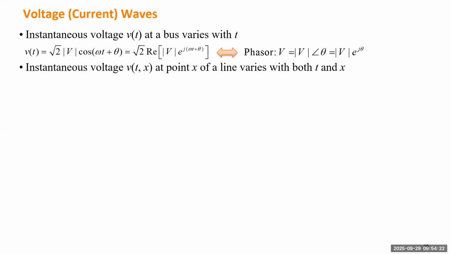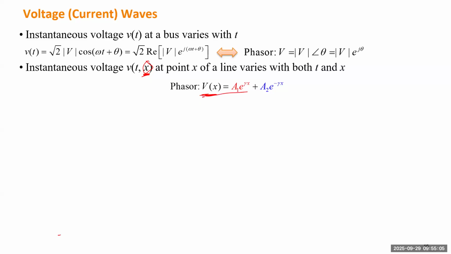All right, so now we move to the voltage along a transmission line. If we use the receiving end as a reference, as the origin of the coordinates, we need to measure the distance to the receiving end. So we need to add a new variable x. So now the voltage along the line becomes a function of both time and the distance to the receiving end. And in the phasor representation, we use capital V.